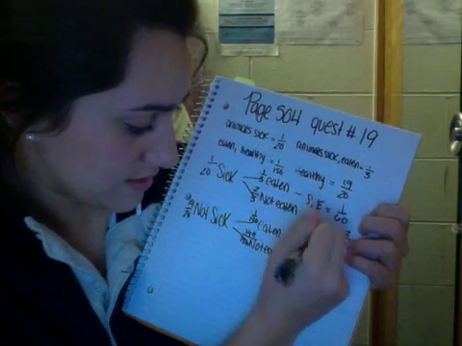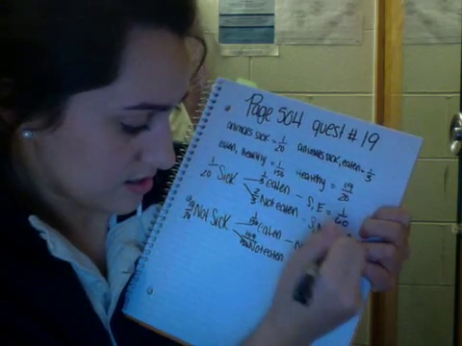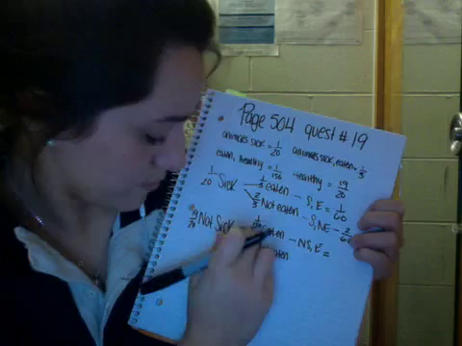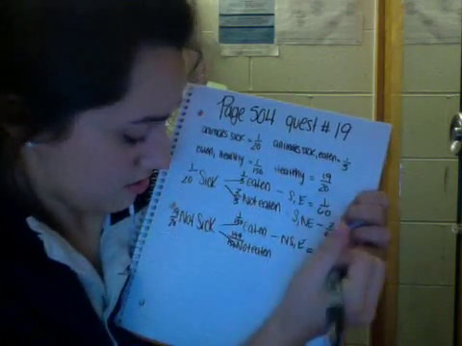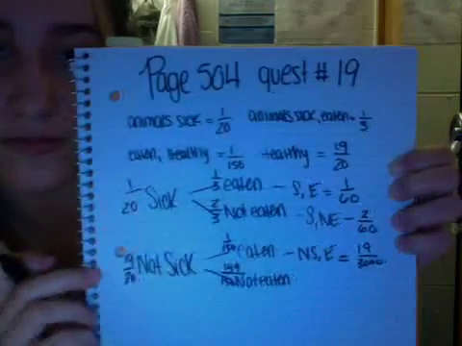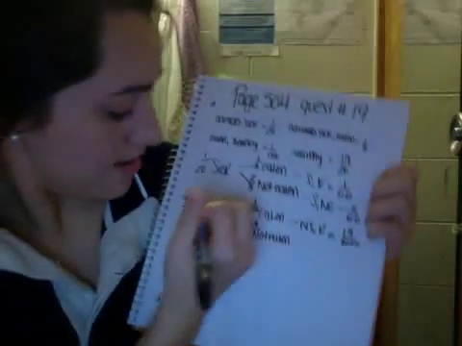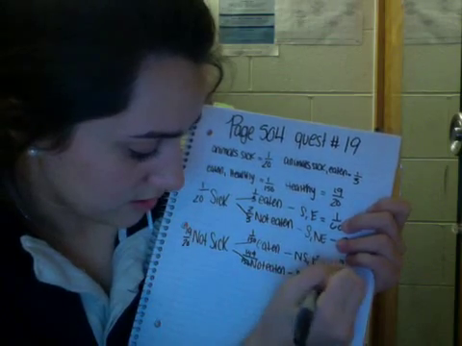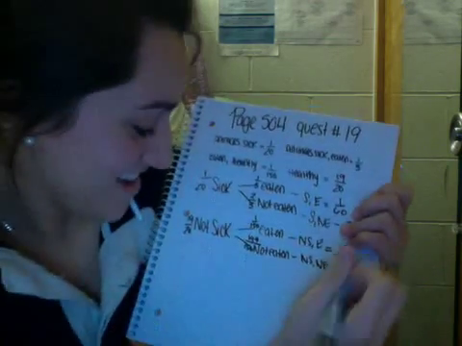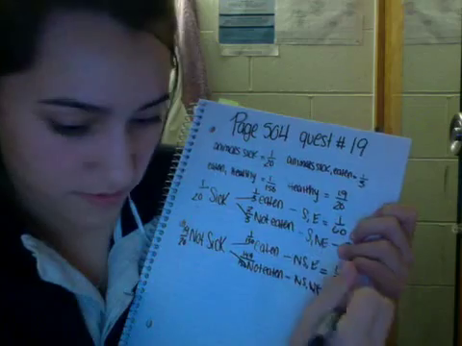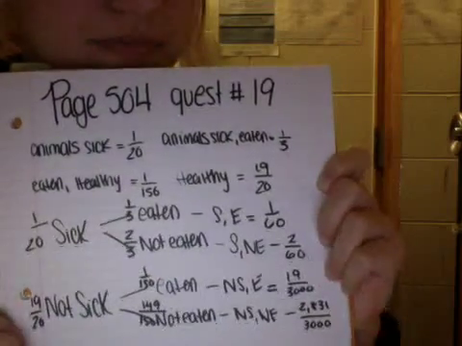Alright, and let's do the same over here. So we're going to say not sick and eaten. And that's going to look like 19 over 20 multiplied by 1 over 150, and that's going to be 19 over 3,000. So it's going to look like that. And so the next one is going to be not sick and not eaten, and it's going to be 2,981 over 3,000. So that's what it looks like so far.